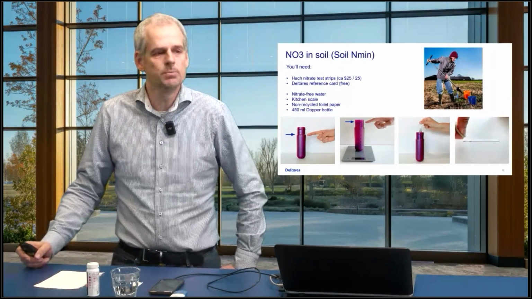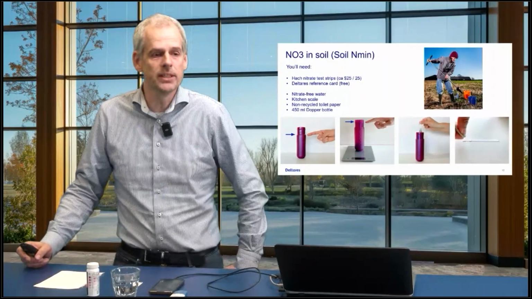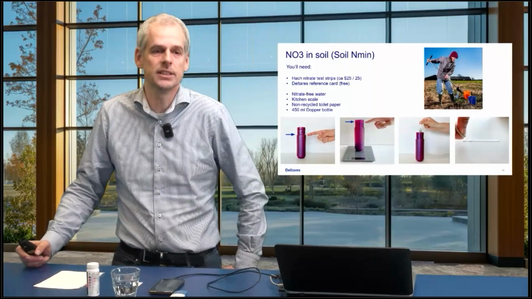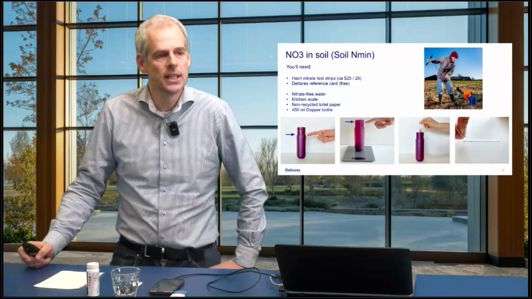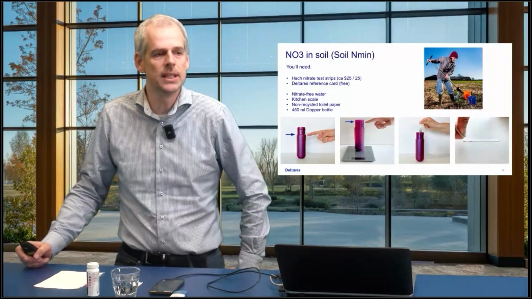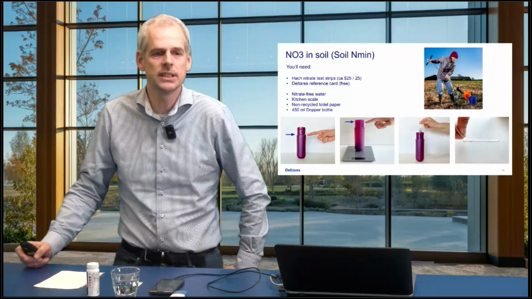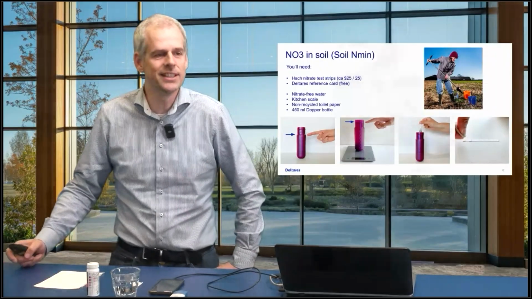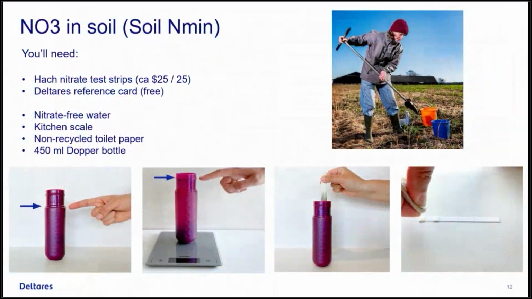So we made a simple protocol of an analysis that is normally done in the laboratory. You need for this, of course, the test strips and the reference cards. And for the rest, some water not containing nitrate. You need a kitchen scale and some toilet paper and a bottle.